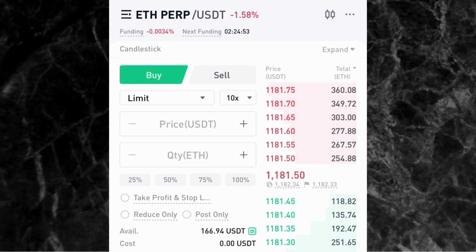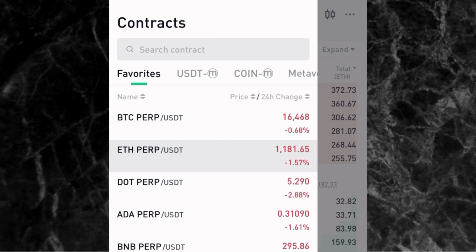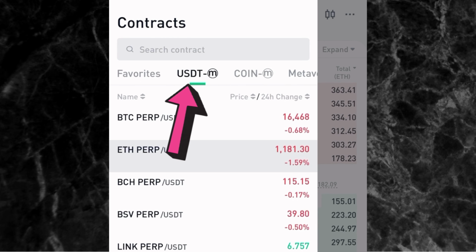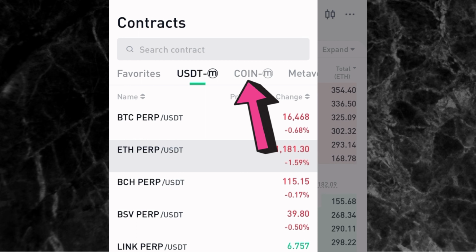Now, the first thing you need to do is to tap on this arrow right here. Once you tap on the arrow, you will see where you can select the crypto or the market that you want to trade. But the first thing you need to notice is that there are two different types of futures trading. You have the USDT-M and you have the Coin-M futures. Now, what's the difference between these two?